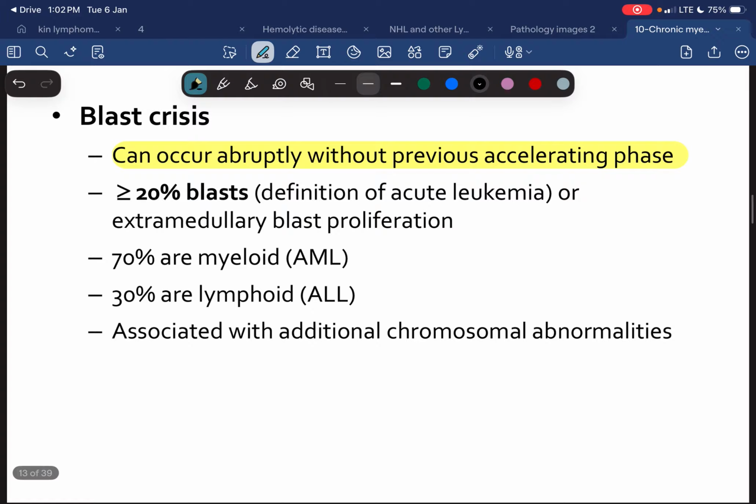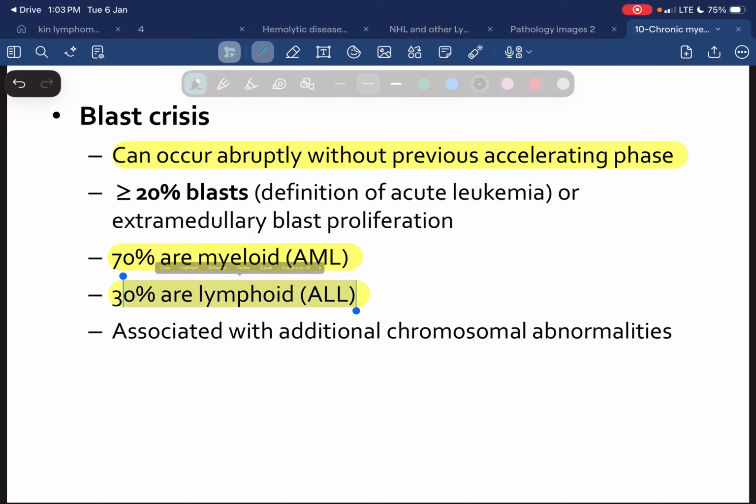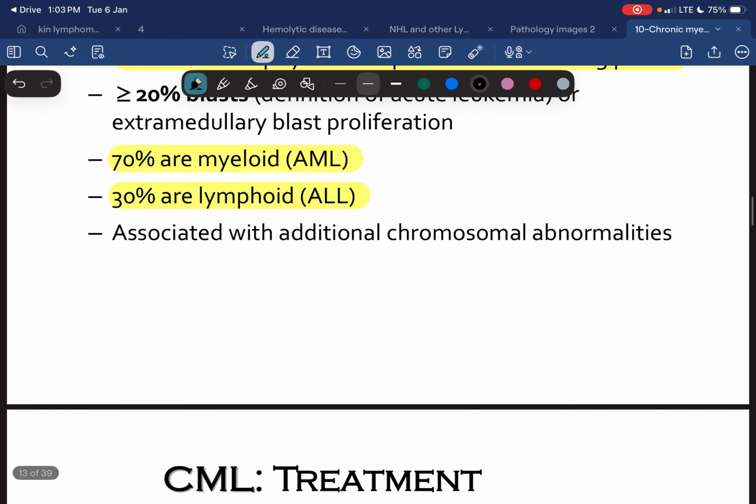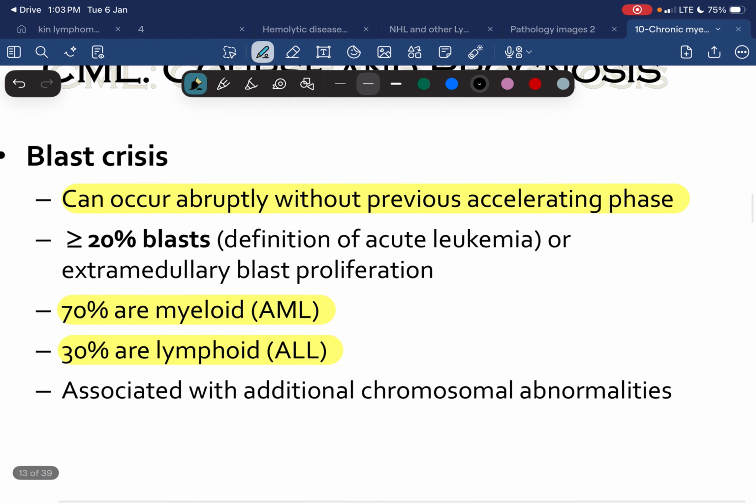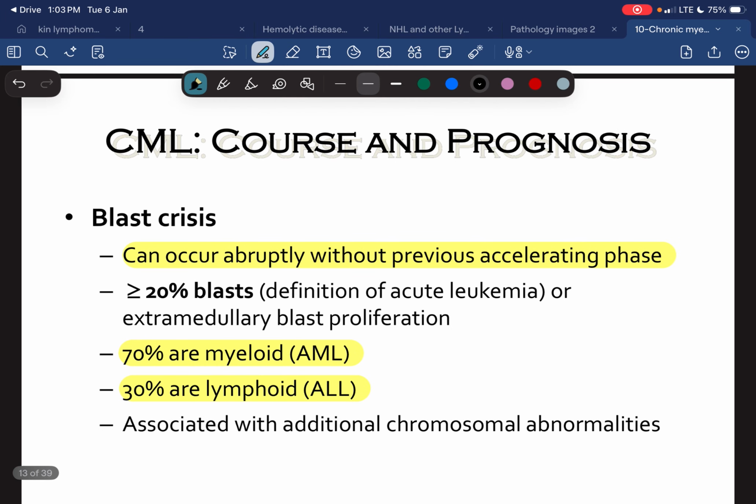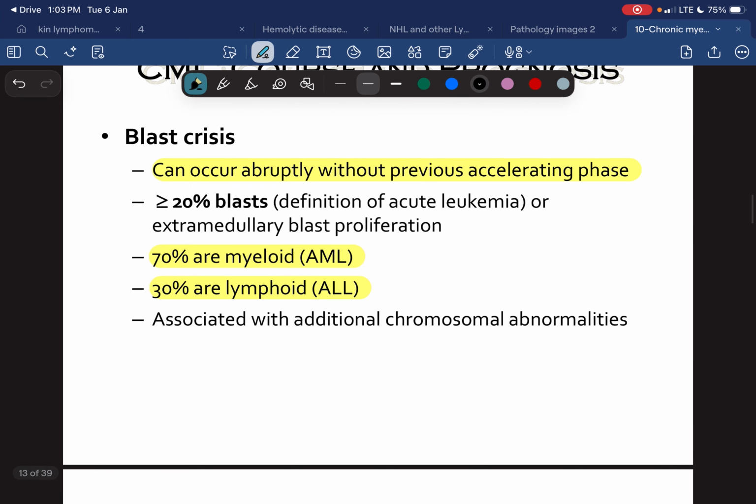What kind of blast is seen in the blastic crisis? AML, and CML transforms mainly to what? 70% of the time to AML, and 30% could be what? Of ALL type. This is explained by what? The mutation originally affecting the very early pluripotent stem cells that will differentiate to lymphoid progenitor and granulocytic progenitor.